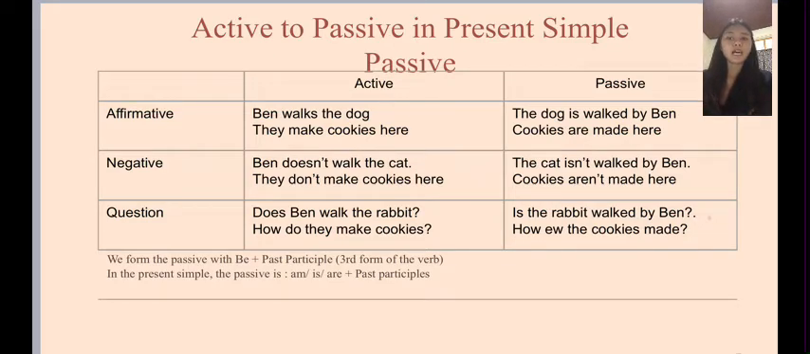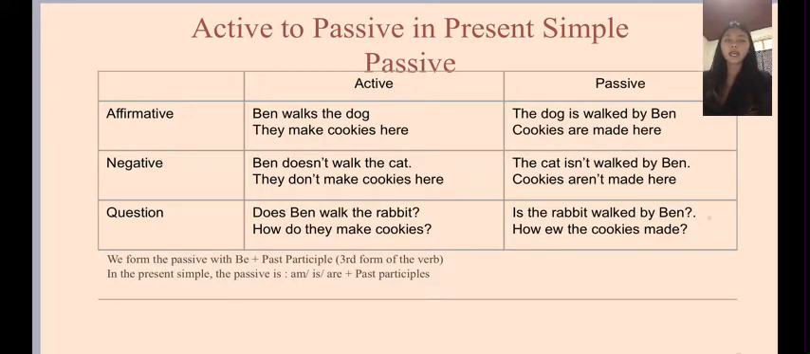The active is does Ben walk the rabbit? And the passive is is the rabbit walked by Ben? Is here for the form in the question. Here is to be. The rabbit is object. Walked is past participle, and by Ben is by subject.